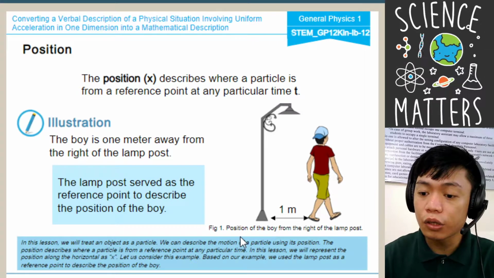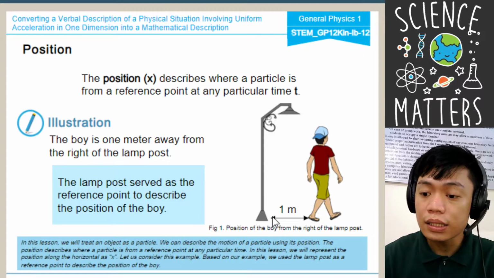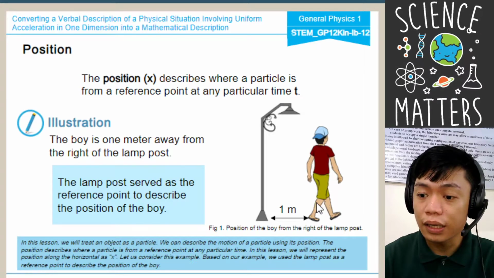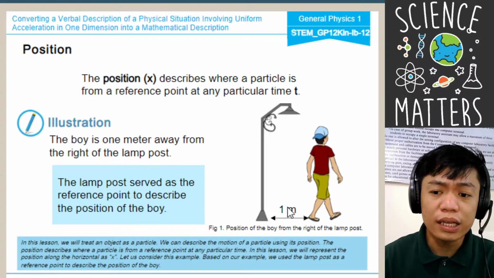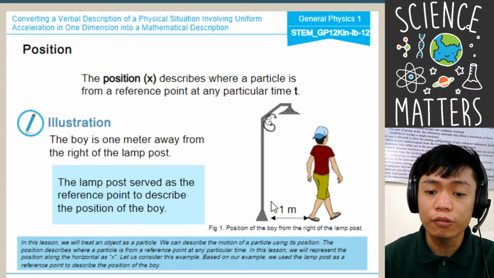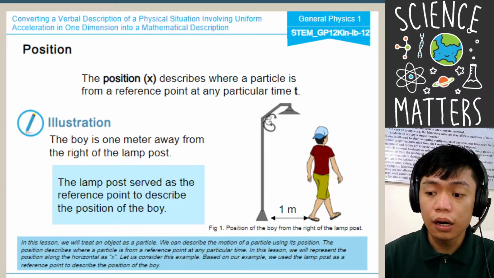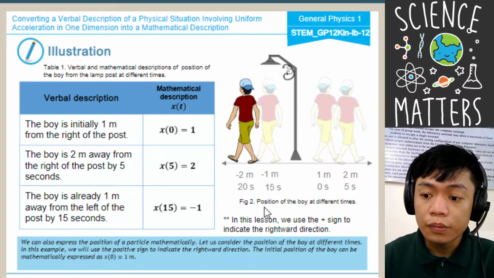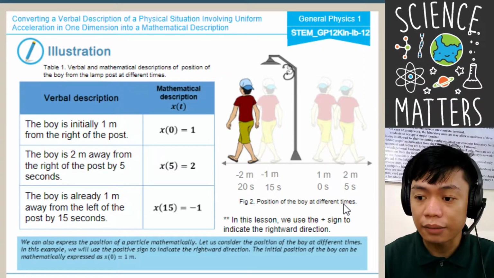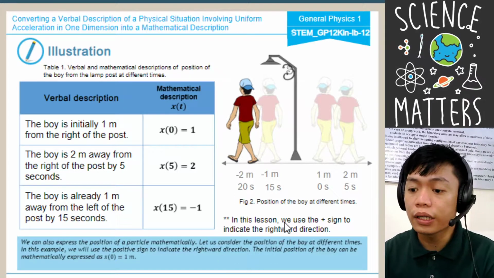The position of the boy is 1 meter away from the post. Take note that position is symbolized by the letter x. Let's continue. Here is the position of the boy at different times. In this illustration, you can see the position of the boy at different times.